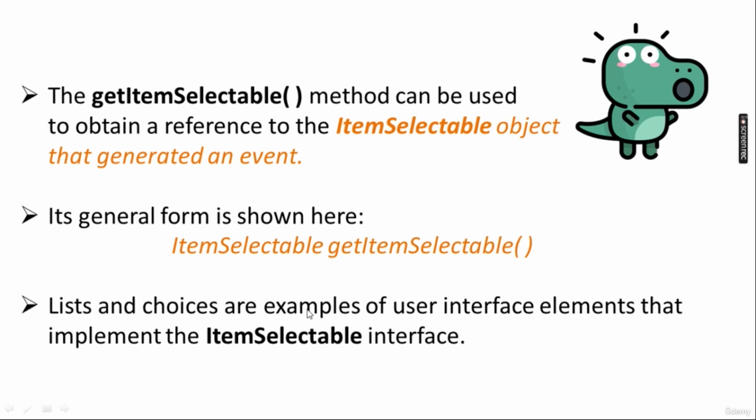The getItemSelectable method can be used to obtain a reference to the ItemSelectable object that generated the event. So for an event, getItemSelectable will give you the reference to the ItemSelectable object. It returns an ItemSelectable object. List and Choice are examples of user interface elements that implement the ItemSelectable interface.